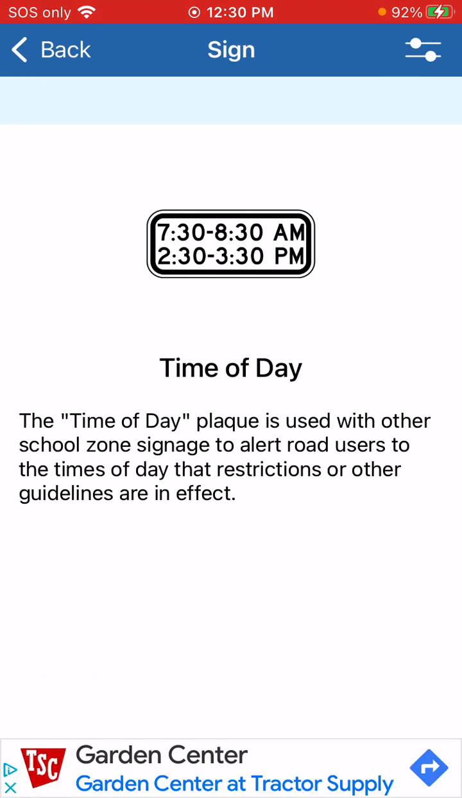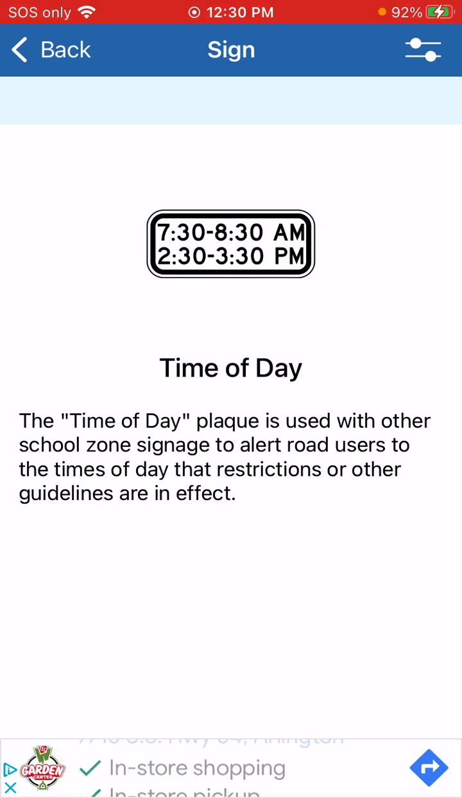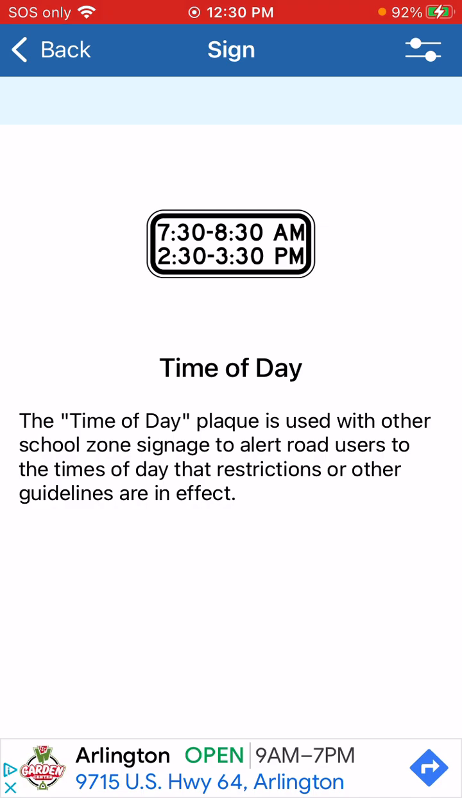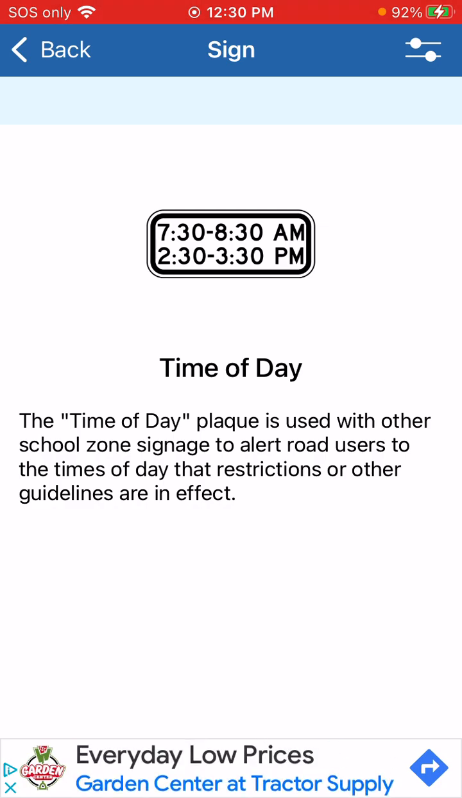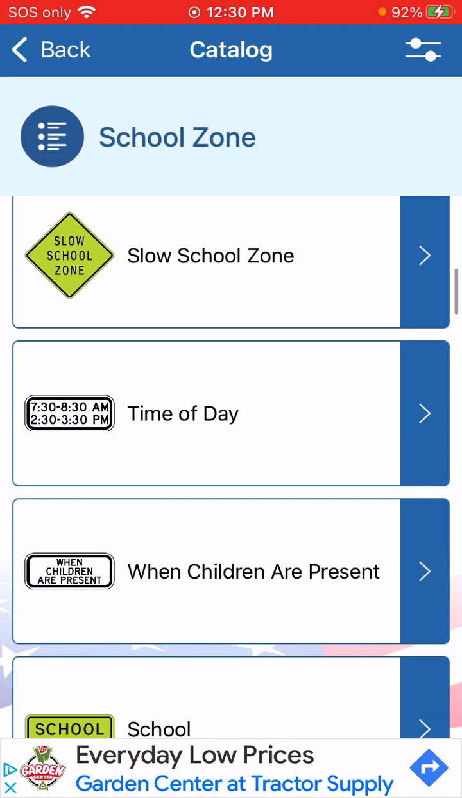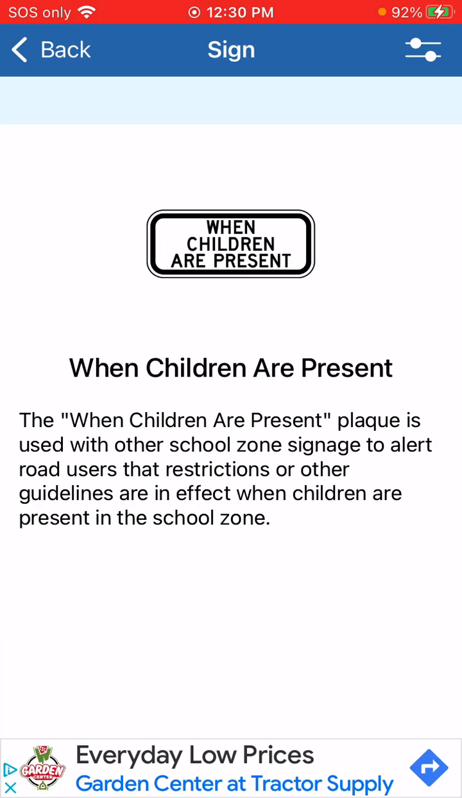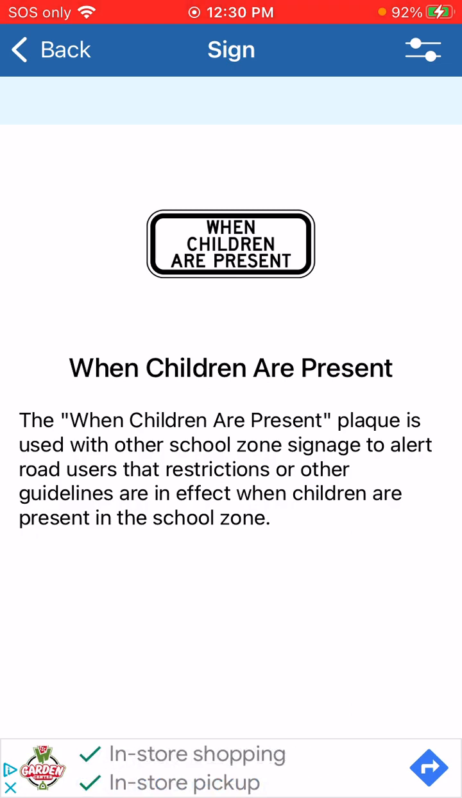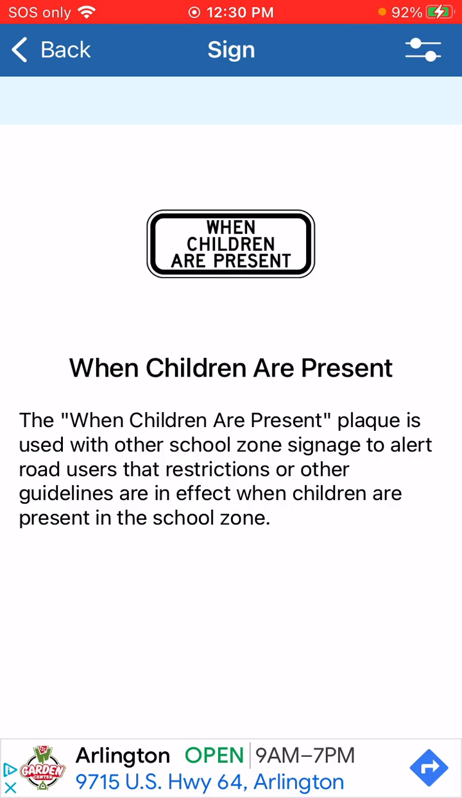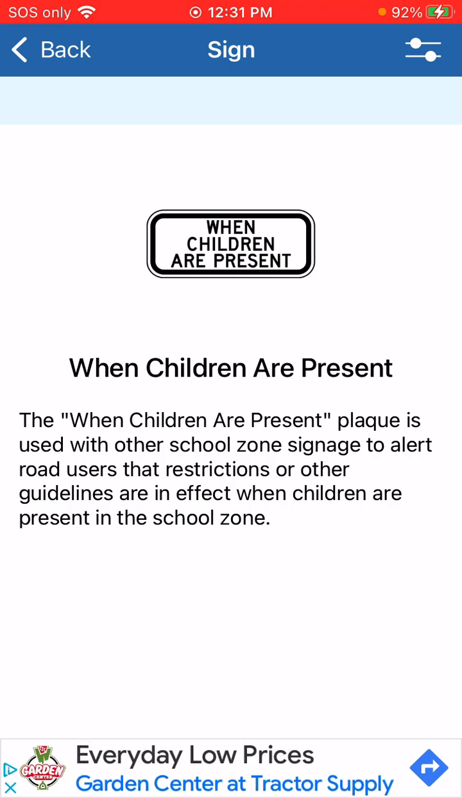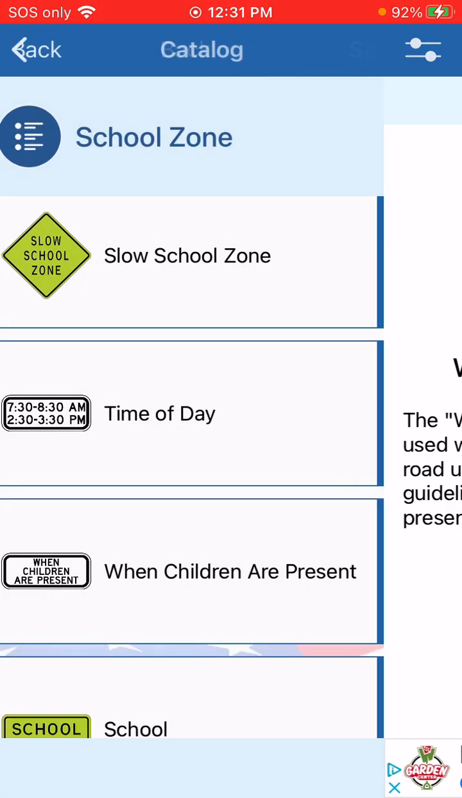Time of day. The time of day plaque is used with other school zone signage to alert road users to times of day that restrictions or other guidelines are in effect. When children are present. The when children are present plaque is used with other school zone signage to alert road users that restrictions or other guidelines are in effect when children are present in the school zone.